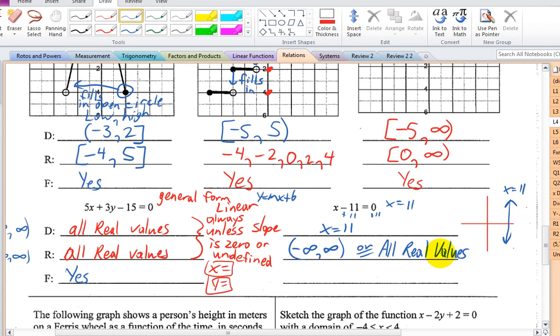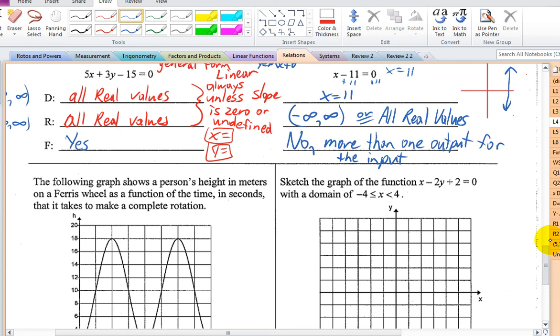Is it a function? No. And that's because there's many outputs, or more than one output, for the input. Right? Input's 11. Good. Or you could say it fails the vertical line test, because it is a vertical line.